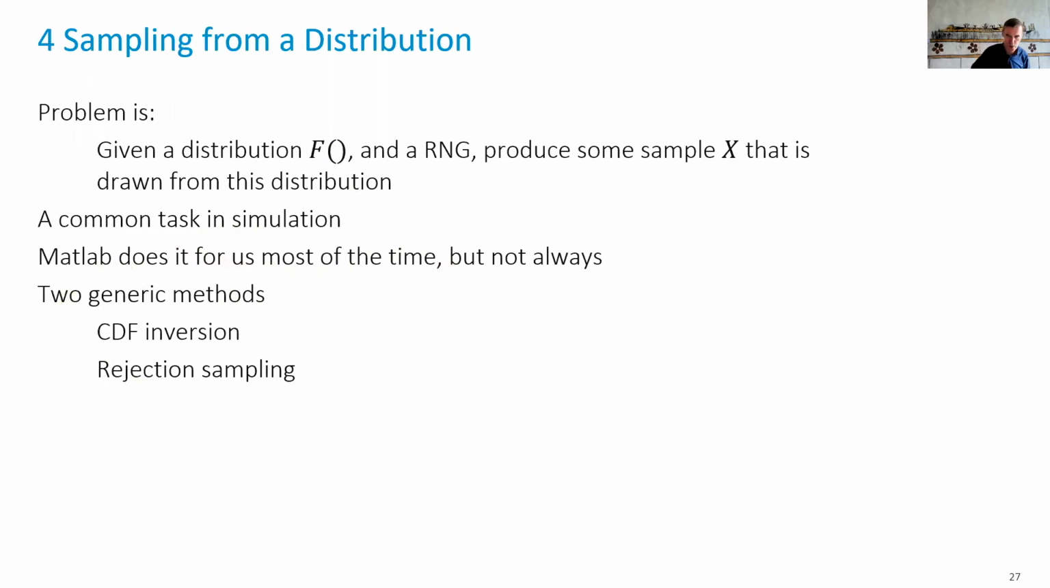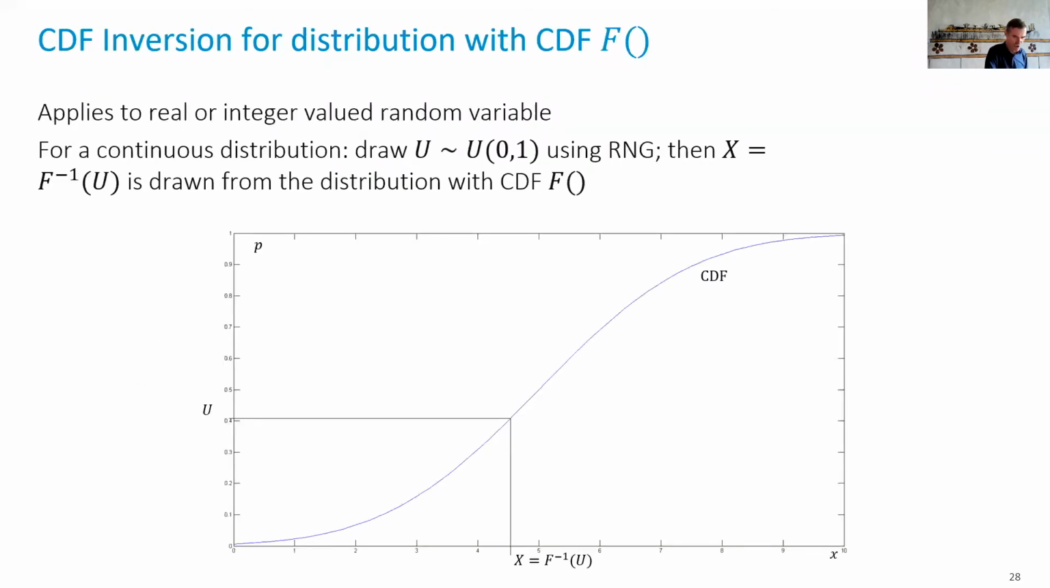So with that, you're equipped to produce practically all distributions. The first one, CDF inversion, is for a unidimensional random variable. So I have a distribution that produces a number and has a CDF, capital F. Knowing capital F gives me all information about the distribution.